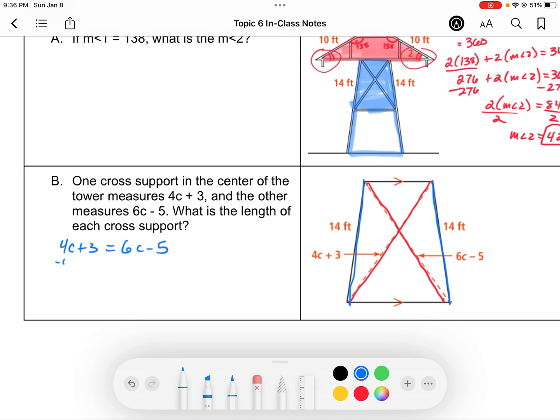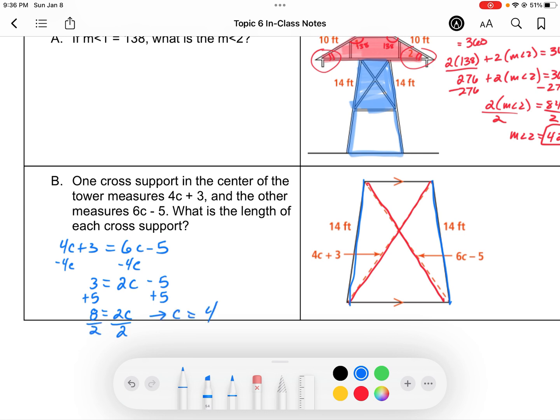Well, we can subtract 4c from both sides first. 6 minus 4 is 2c. Then the equation needs to have 5 added to both sides. That leaves 8 equals 2c. And then we can divide by 2. So that variable c has to equal 4.